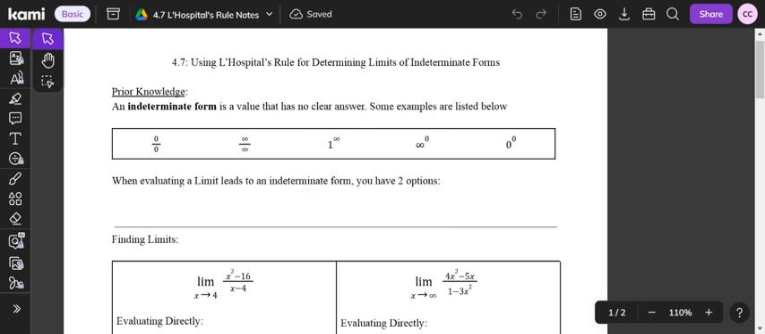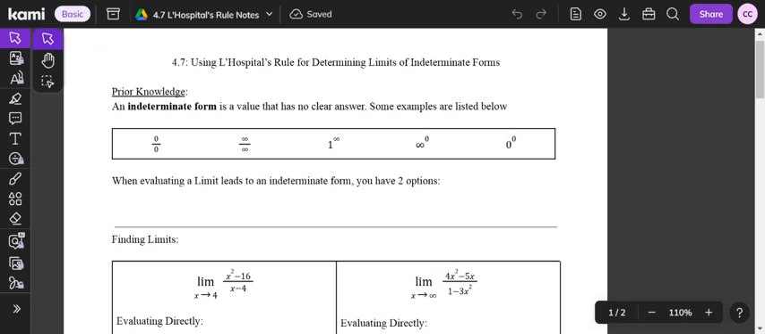This is lesson 4.7, using L'Hopital's rule for determining limits of indeterminate forms. Before we get to the rule and what it is, let's review some prior knowledge here. So we're going to do a quick review of what an indeterminate form is.